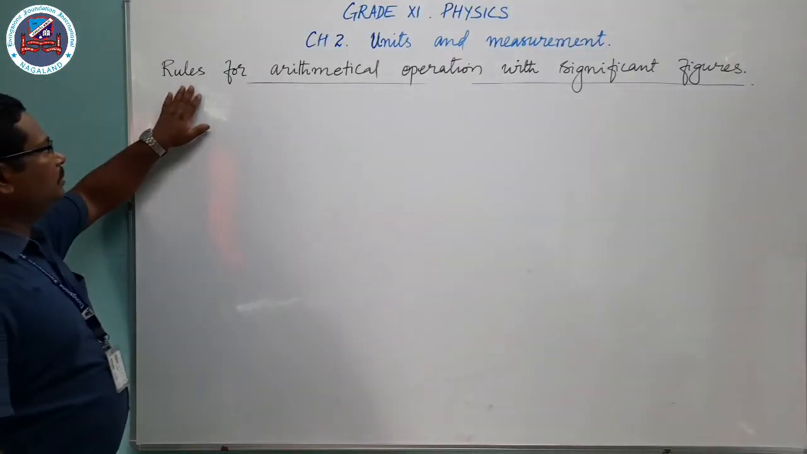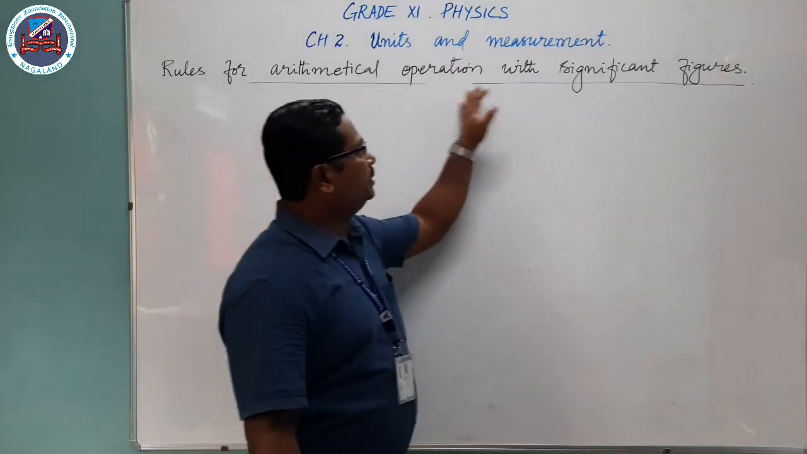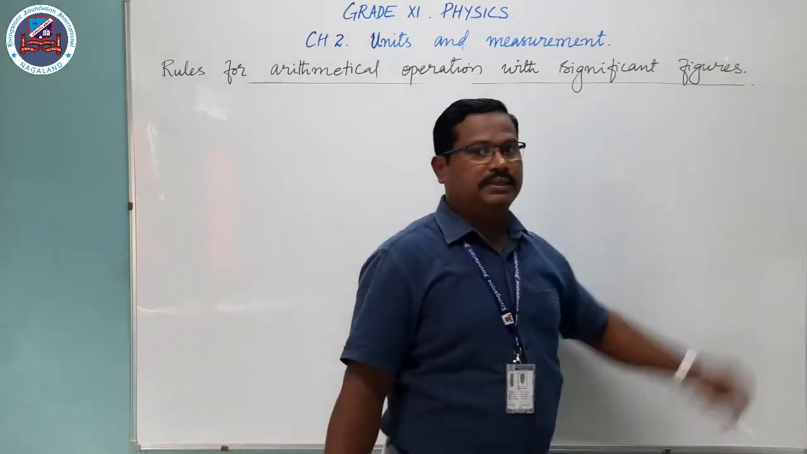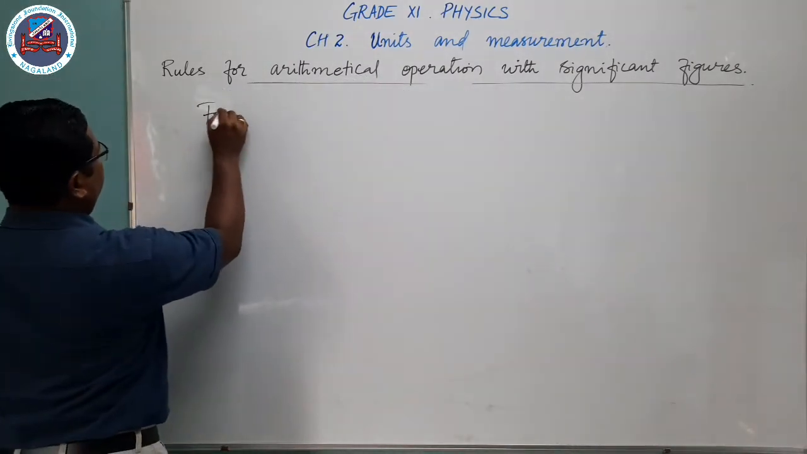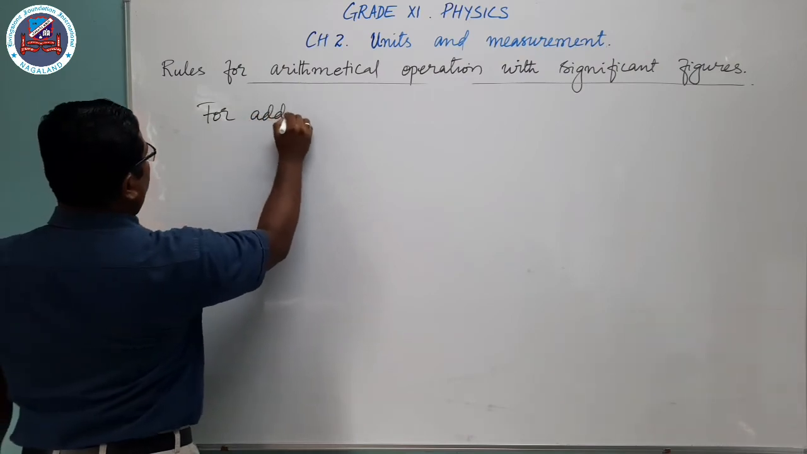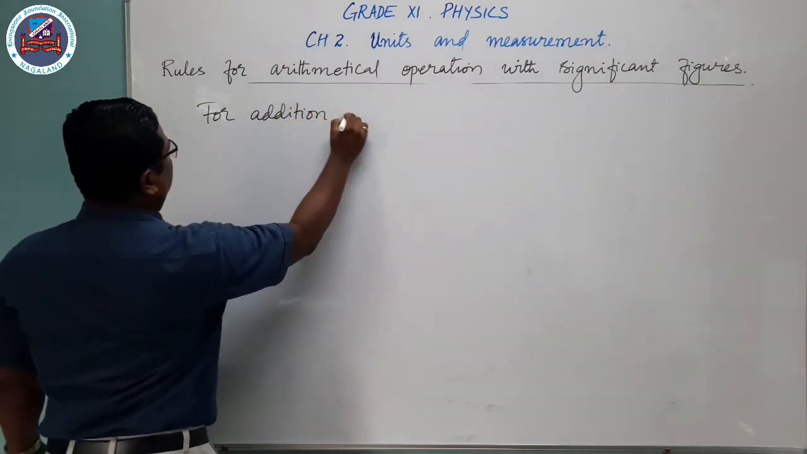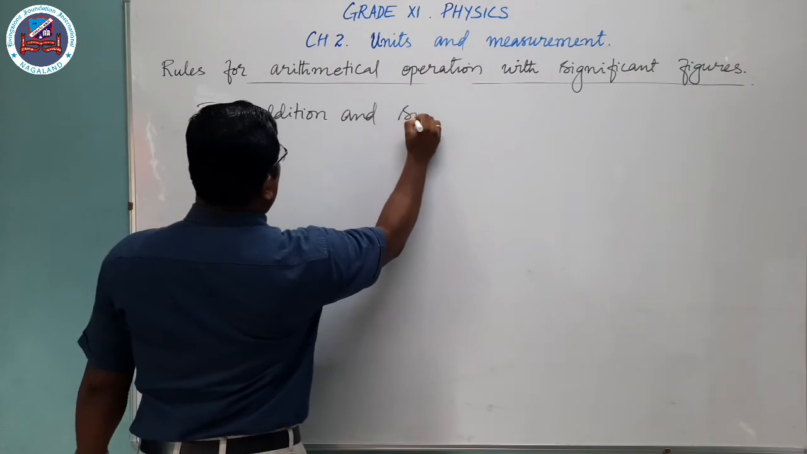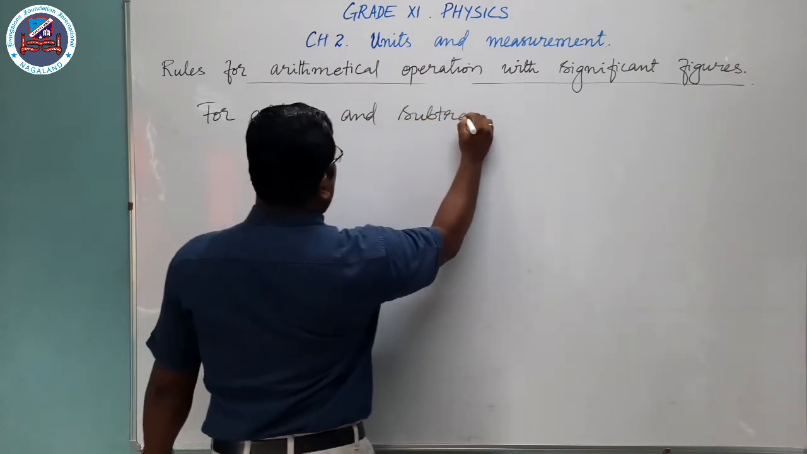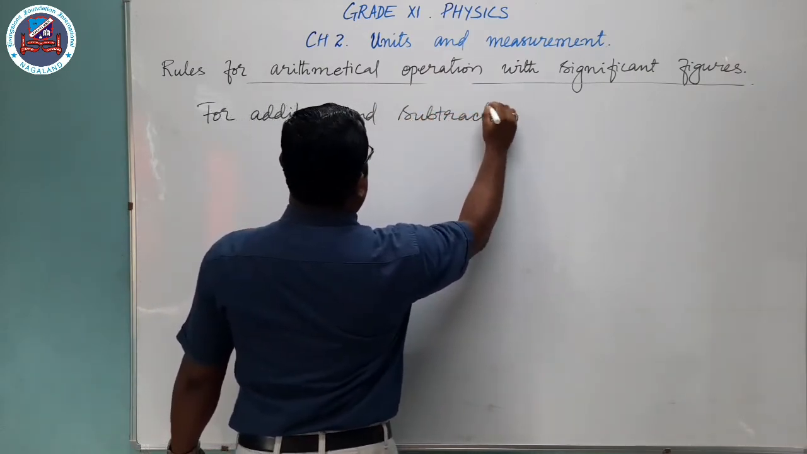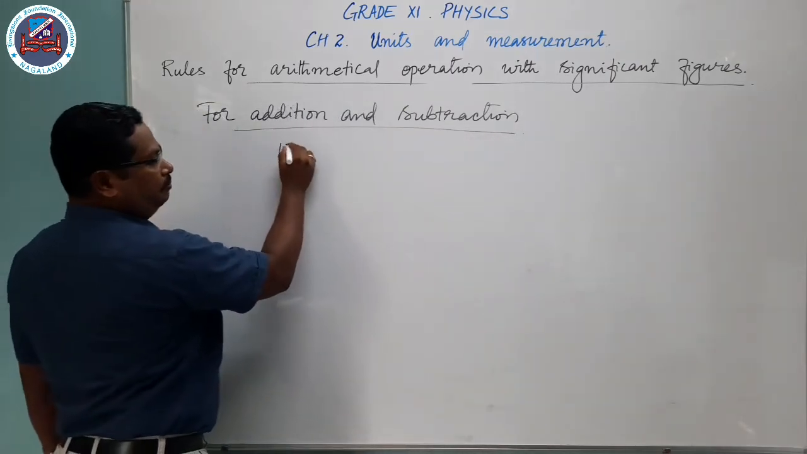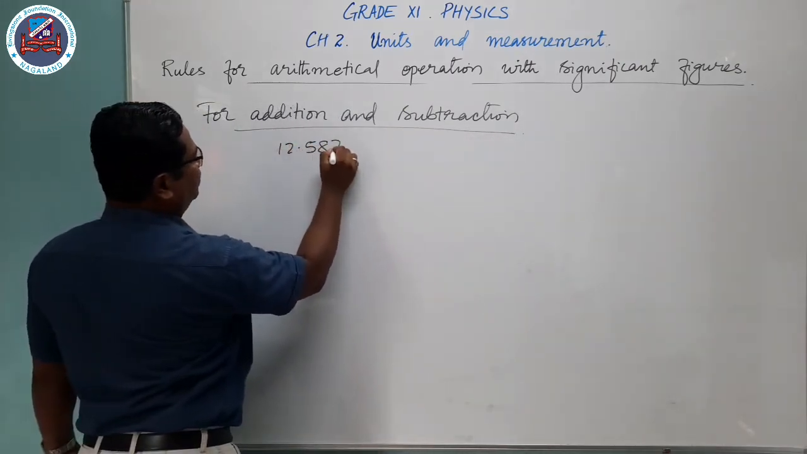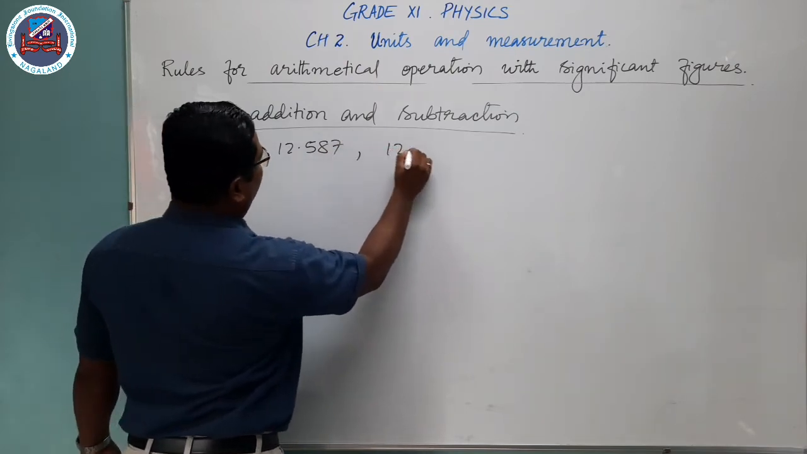Now let us see the rules for arithmetical operations with significant figures. For addition and subtraction, you'll do like before. Suppose 12.587, you are going to add with 12.5.